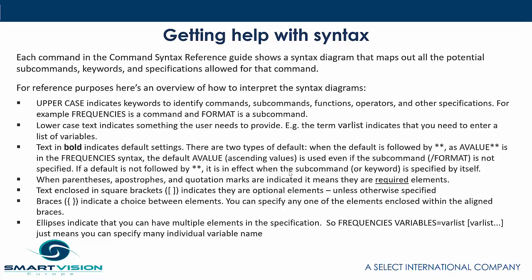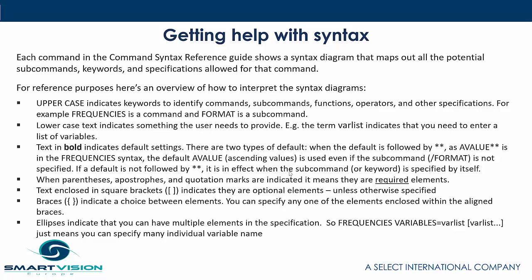Things like parentheses and apostrophes and quotation marks indicate that the element is required. It has to be put in there. Text in square brackets indicates that they are optional. You don't have to put them in. And anything within braces, the curly brackets, indicates that there's a choice. You can have more than one element within that, or you can choose one element within it. And ellipses just indicate that you can have multiple elements in there.